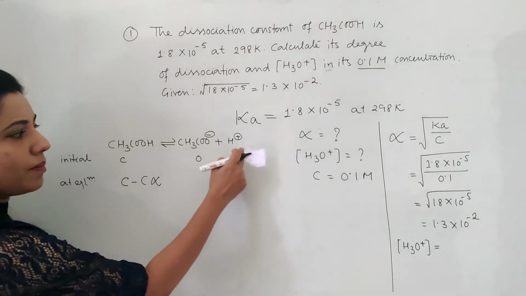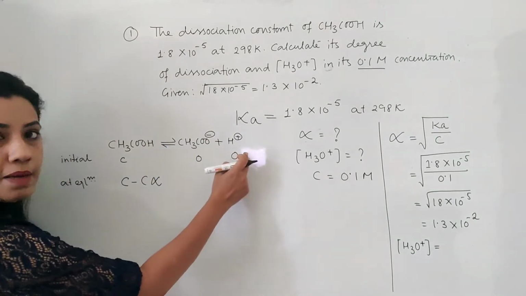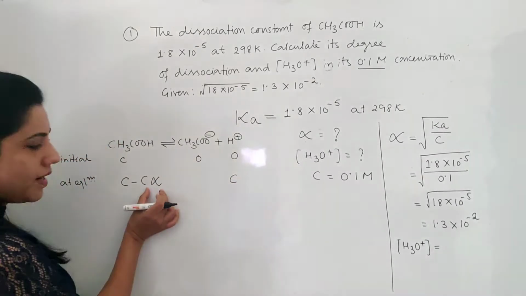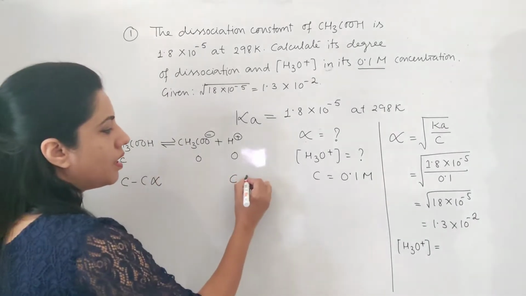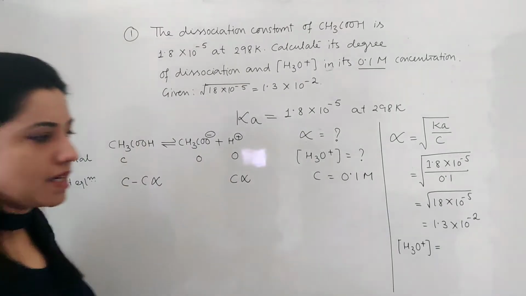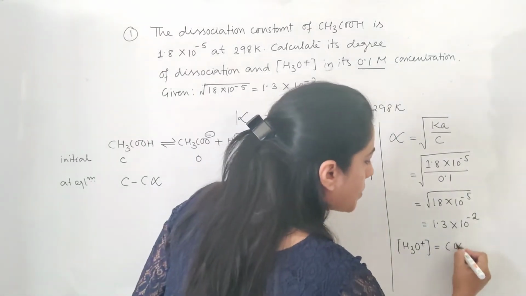So we have to see this one. From 1 mole we get 1 mole, so from C mole we get C mole. So from alpha we'll get C alpha. If C alpha dissociates over here, C alpha will be formed over here. So the concentration of H3O plus is C alpha. So we can write it here, C alpha.